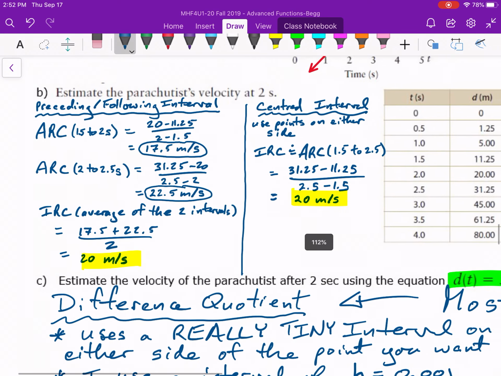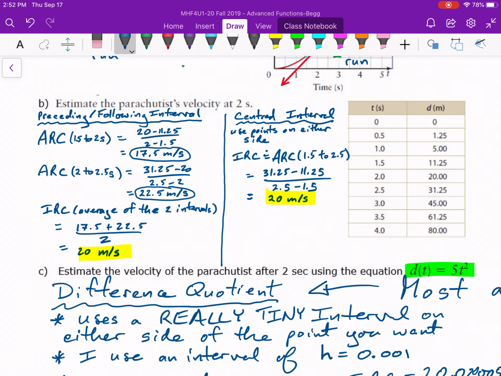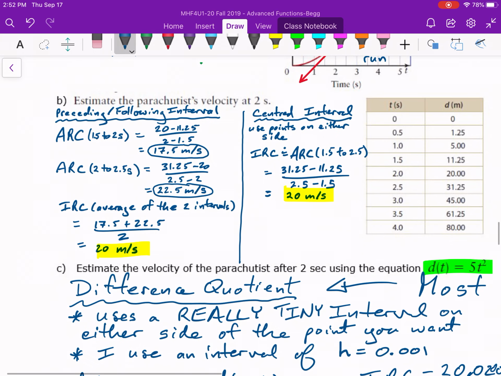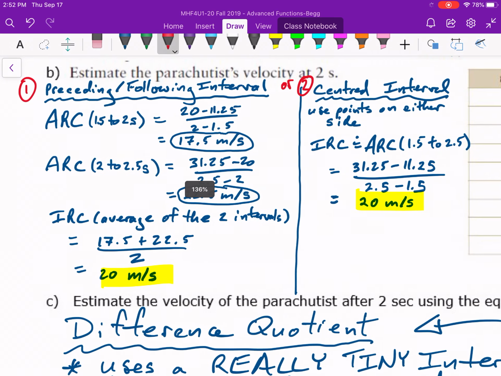If I want to estimate the parachutist's velocity at 2 seconds using a table of values, then I can use a couple of methods. These are 2 separate methods. We've got the preceding and following interval method, or we can use the centered interval method. We don't need to use both of them. They get us to the same place. So let's look at the preceding and following interval one.